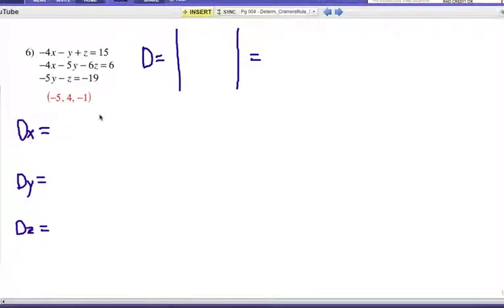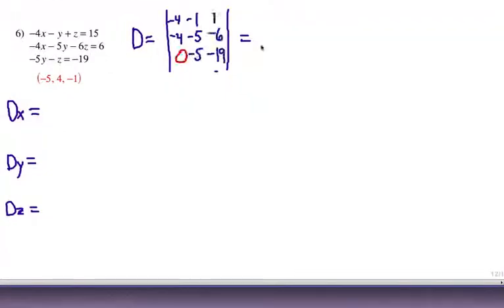All right, my answer is x is negative 5, y is positive 4, and z is negative 1. So remember the process: find the determinant of the coefficients. Well, the x coefficients are negative 4, negative 4, negative 5. All right, what I have to do is construct the coefficient determinant, which is going to be this 3 by 3.